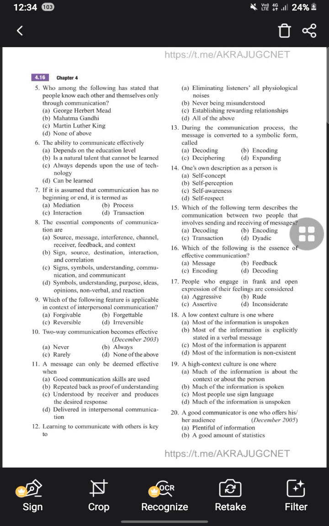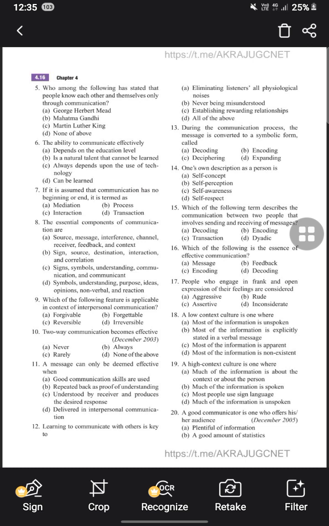Which of the following terms describes communication between two people that involves sending and receiving of the message? That is D, dyadic. Which of the following is the essence of effective communication? Sixteen is B, the feedback. People who engage in frank and open expression of their feelings are considered assertive. A low context culture is B: most of the information is explicitly stated in the verbal message. In a high context culture, much of the information is unspoken.